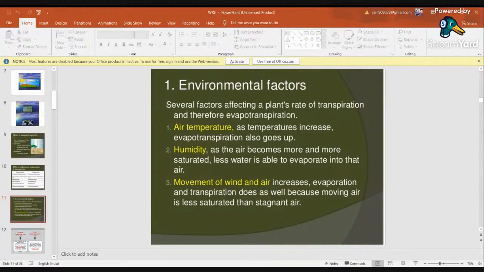Then type of plant, as plants transpire water at different rates. Some plants which grow in arid regions, such as succulents, conserve precious water by transpiring less water than other plants.